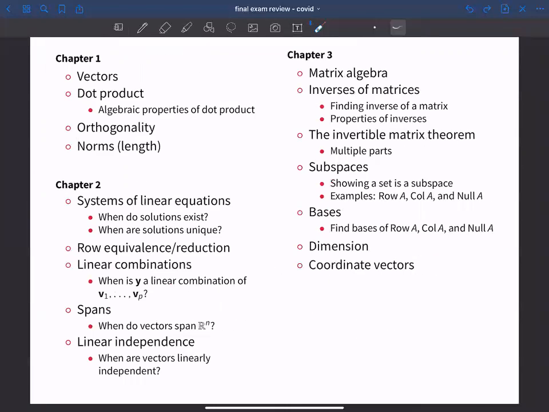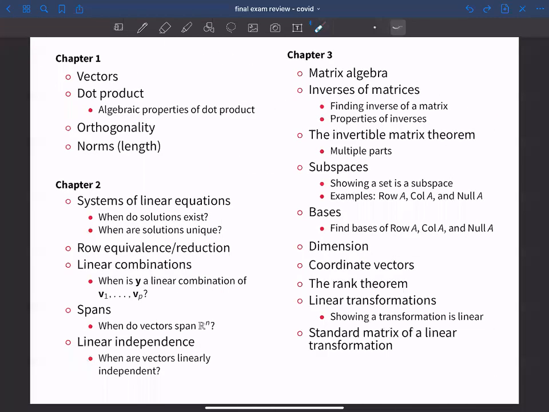We talked about coordinate vectors, the rank theorem, linear transformations, and finding the matrix of a linear transformation. So, questions on all this? This is the first page, a good summary of all the different topics we covered in chapter 3. Any questions there?